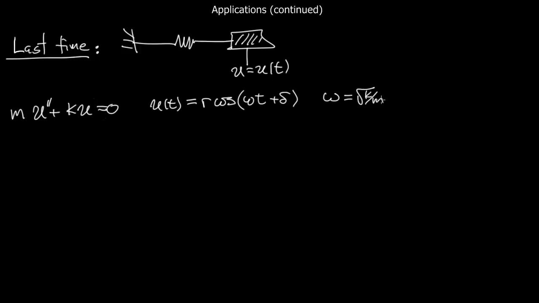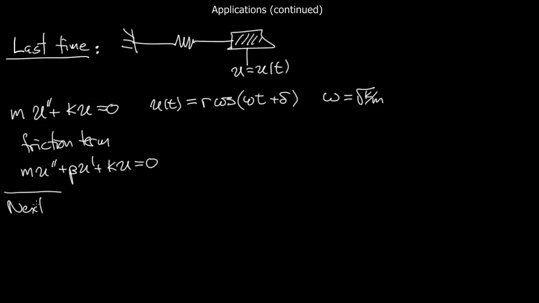Then we also discussed what happens if there's a friction term, which is a term involving u prime, so that's mu double prime plus beta u prime plus ku is equal to 0. And we're going to generalize this today and look at a vector valued version of this. So what we are going to be talking about is a setting with multiple springs and masses, possibly different spring constants and different masses. I'm going to ignore friction for the sake of this discussion.